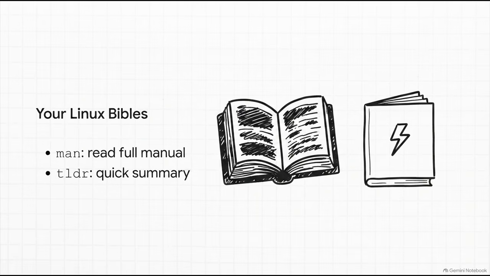And that is 100% normal. When you do hit a wall, you have 2 new Linux Bibles to rely on. If you don't understand what a specific command does, literally just type man followed by that command, and it opens the full manual right there in the terminal. But if that manual is way too dense, which, let's face it, they often are, just install and use TLDR followed by the command. It gives you a quick, plain English summary with actual examples. Because guess what? Real hackers do not memorize every single command perfectly. No way. They just know how to search and read documentation incredibly effectively.